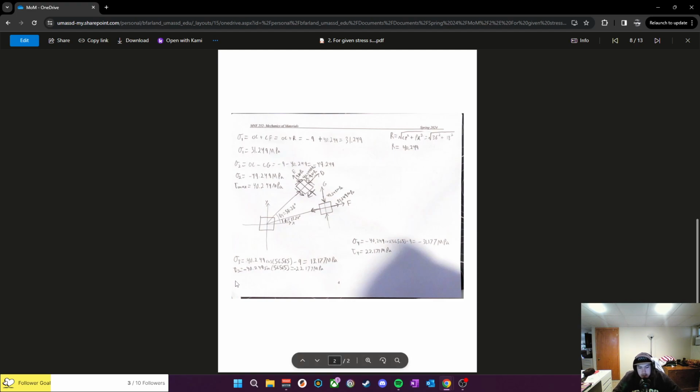And because the shear stresses are the same, just opposite in sign, the shear stress for A, tau 4, is equal to 22.177 megapascals. And we can do the same thing with the sigma 4, the normal stress for A. Just add a negative 40.249 cosine of 56.565 minus 9, because it's on the opposite side of the circle, which comes out to negative 31.177 megapascals.